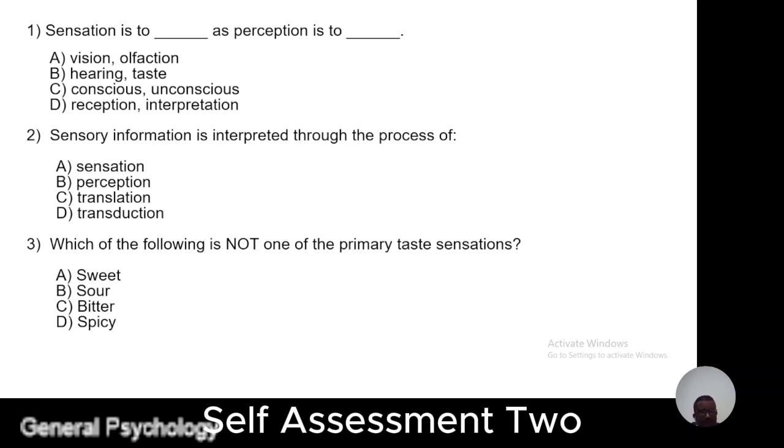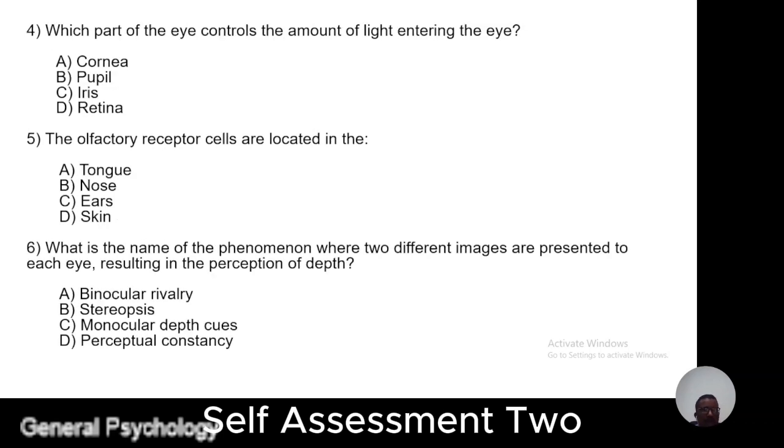transduction. Question number 3. Which of the following is not one of the primary tastes of sensation? A, sweet. B, sour. C, bitter. D, spicy. Question number 4. Which part of the eye controls the amount of light entering our eyes? A, cornea. B, pupil. C, iris. D, retina.